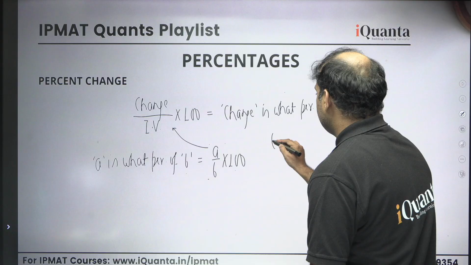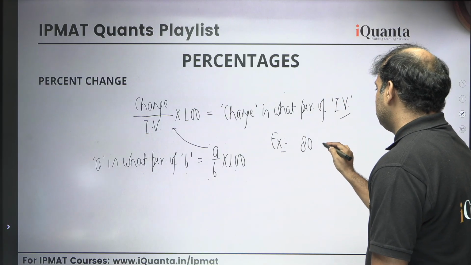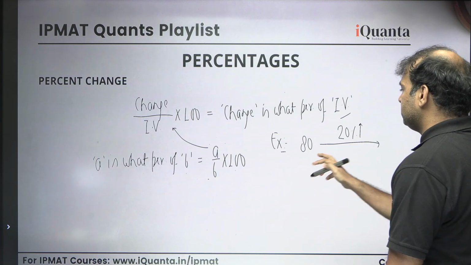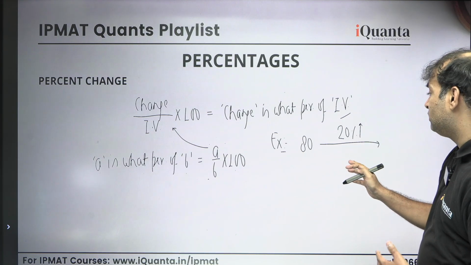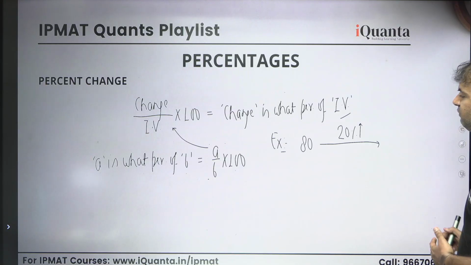Suppose guys, we are given that there is a value, let's say 80, right? And it has been increased by 20%, all right? So 80 here is the initial value, simple, and 20% is the percentage increase, and we need to find the final value, right?